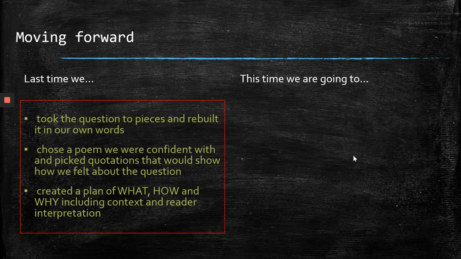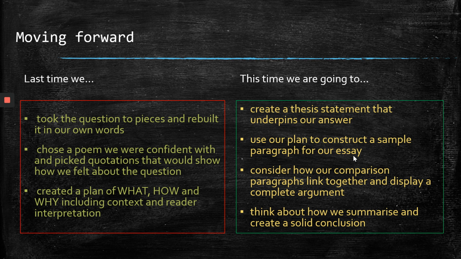So last time we took the question to pieces and rebuilt it in our own words. We chose a poem we were confident with and picked quotations that would show us how we felt about the question. And we should have created a plan of what, how, why, including context and reader interpretation. So this time we're going to create a thesis statement which underpins our answer.